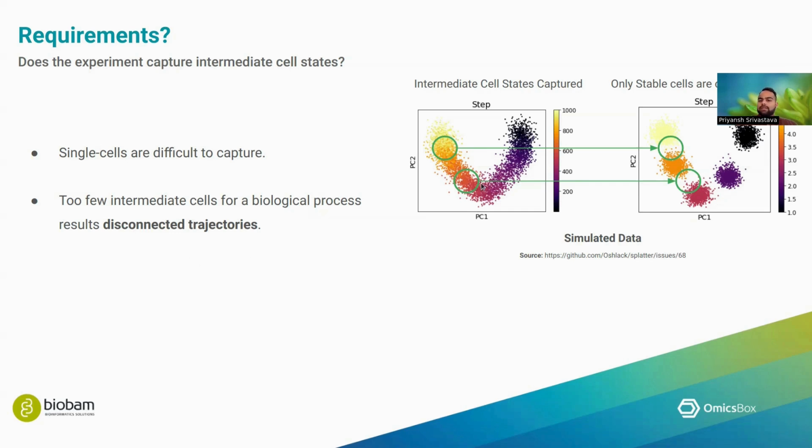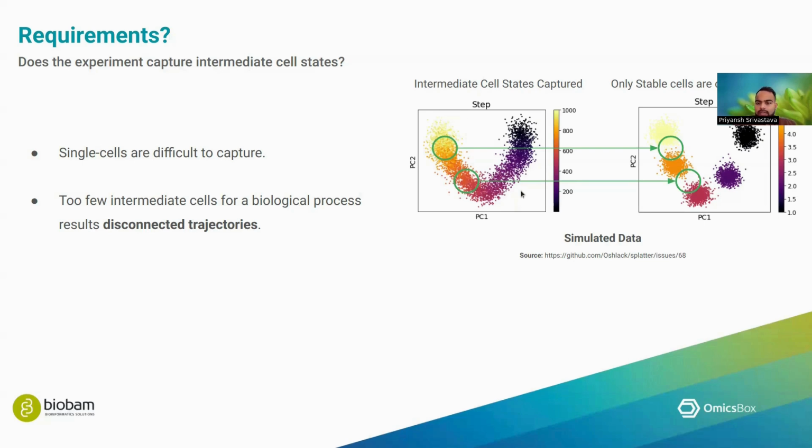So what happens is, in the cases where you don't have these cells, most of the algorithms will try to learn disconnected trajectories. Now, disconnected trajectory basically implies that you have more than one biological process in your data set. So you will have two different strings.